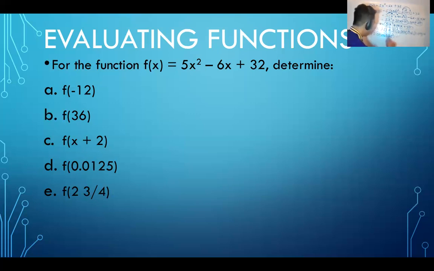So what is 6 times 0.0125? Ano para makita ninyo? 0.0125 times 6. 6 times 5, that is 30. 6 times 2, 12, plus 3 is 15. 6, 7, 0, and then 0. How many decimal points? 1, 2, 3, 4. So 1, 2, 3, 4. Andito siya sa gitna ng dalawang 0. Okay, so we have the answer 0.0750 plus 32.